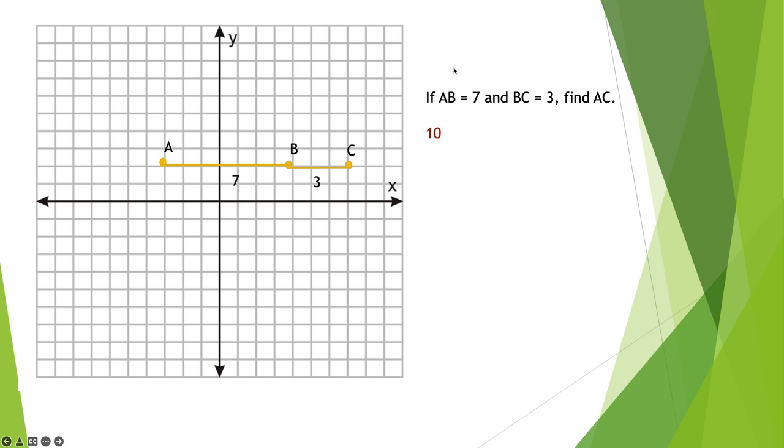Do you notice how I didn't put any hats, if you will, or segment, ray, line symbols on top? That means when I put no symbol on top, that means the distance. It means the distance from A to B. So if the distance from A to B is 7 and the distance from B to C is 3, what's the distance from A all the way through to C?